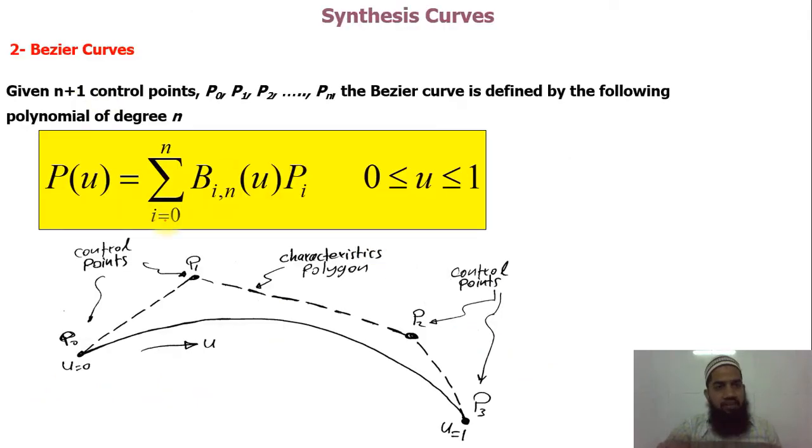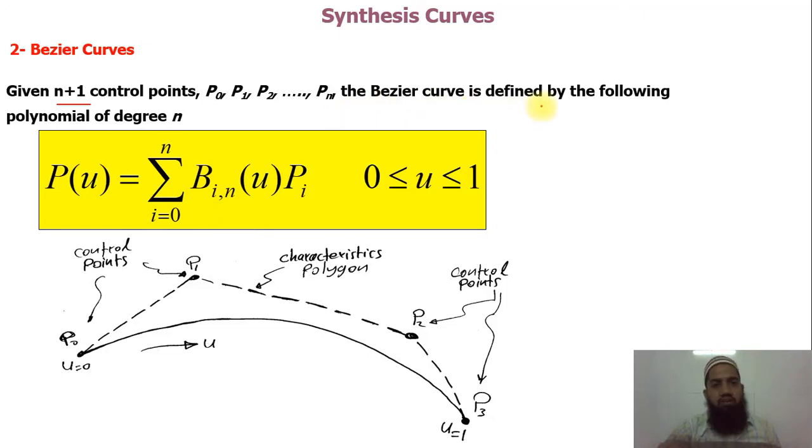This is the formula for the Bezier curves. As I said, n plus 1 is the number of control points, where p0, p1, p2 up to pn are the control points of the Bezier curve. You can see here we have p0, p1, p2 and p3, u of 0 and u of 1. These are all the control points, and this is the formula. You must remember this formula, so that we can directly use it.